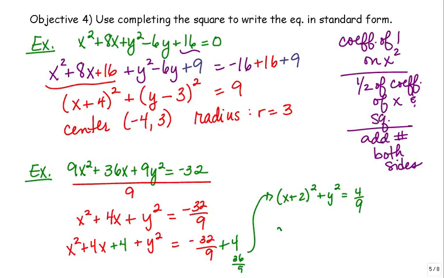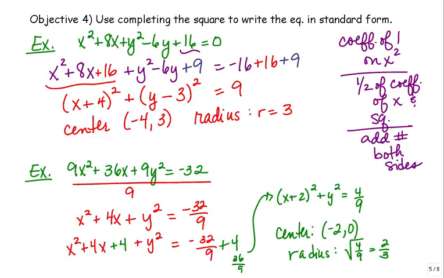So our center in this case would be negative 2, and then there's no number added or subtracted to the y, so that has a value of 0. And the radius is going to be the square root of 4/9, which would be 2/3. Okay?